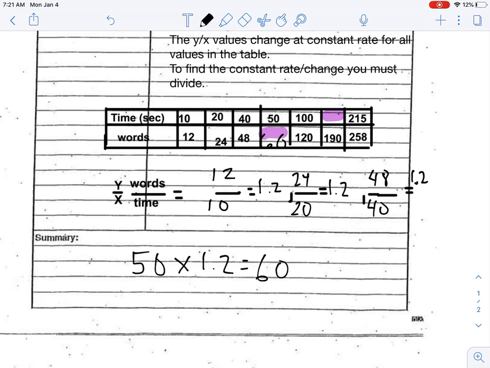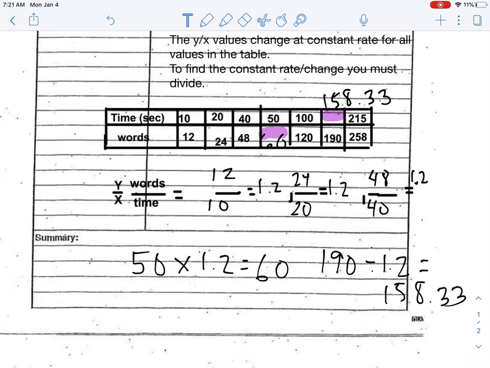In this case, we just multiplied 50 by 1.2, but now we have 190, so we're going to work backwards. So we go 190 divided by 1.2, and we get 158.33. So our value that goes in here is 158.33.